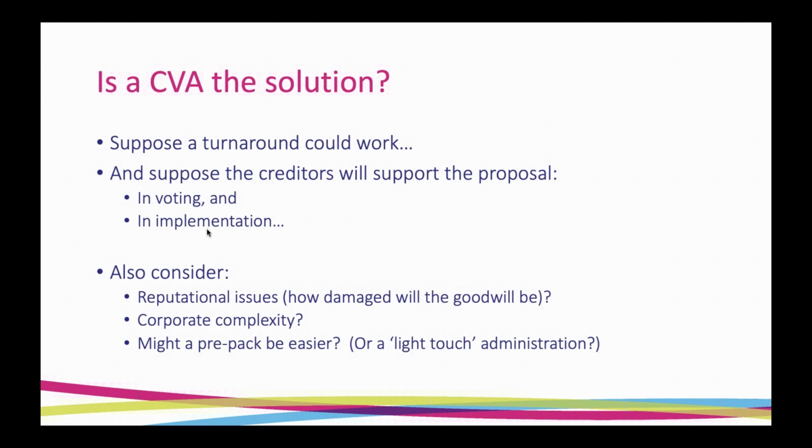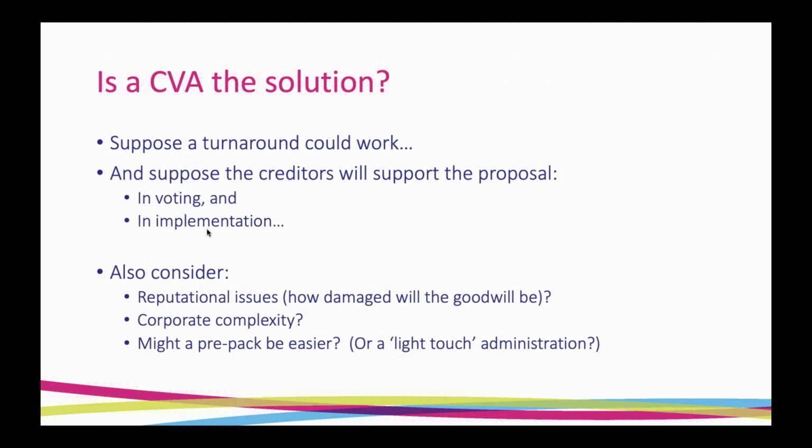So supposing we've got a turnaround that looks like it's going to work in a CVA, and it looks like the creditors will support the proposal, both in terms of voting for it and actually in providing both active and passive support necessary to allow it to be implemented. There are other things we need to think about as well. Things like reputational issues. Will the goodwill be damaged by the CVA? Will competitors take advantage of it? Will the business lose customers?